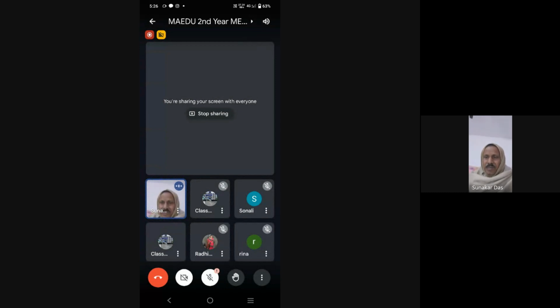And the blackboard should be divided into three parts. That is, the left side for reference material, the middle side for the material developed during the teaching learning process, and the right side for display of charts, maps, etc. Now we'll discuss several teaching aids.